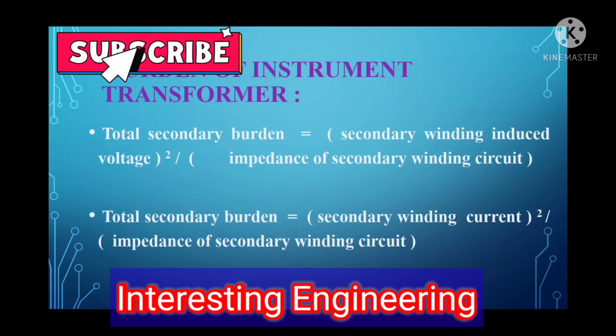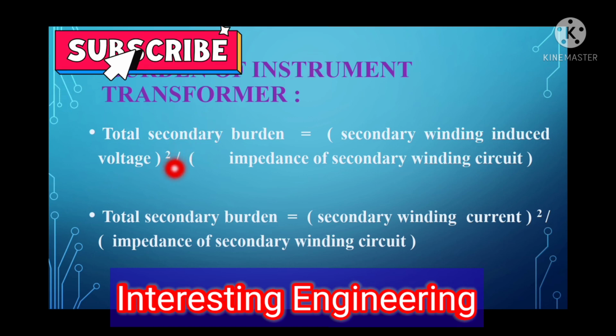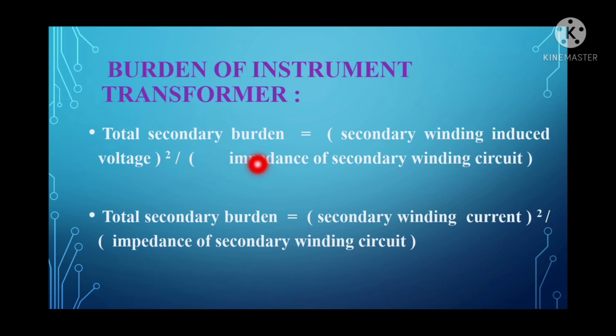At the last, we go for burden of instrument. Burden differs based on the load. The total secondary burden occurs in the secondary winding side, that's why we are representing here total secondary burden. For a potential transformer, the total secondary burden will be the ratio of secondary winding induced voltage square by the total impedance of secondary winding circuit.